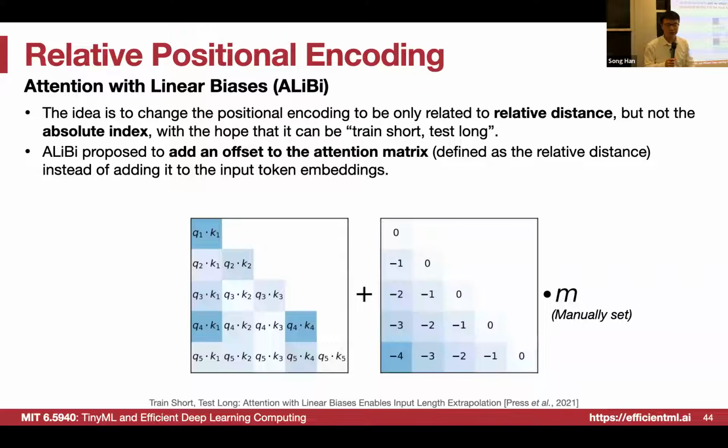So what's the difference with absolute encoding? Previously, we were adding the positional encoding to the raw word embedding for QKV. Now, we're adding the positional encoding to the attention map. So this is just adding this offset, defined by the relative distance, to the attention matrix instead of adding it to the input token embeddings in QKV.